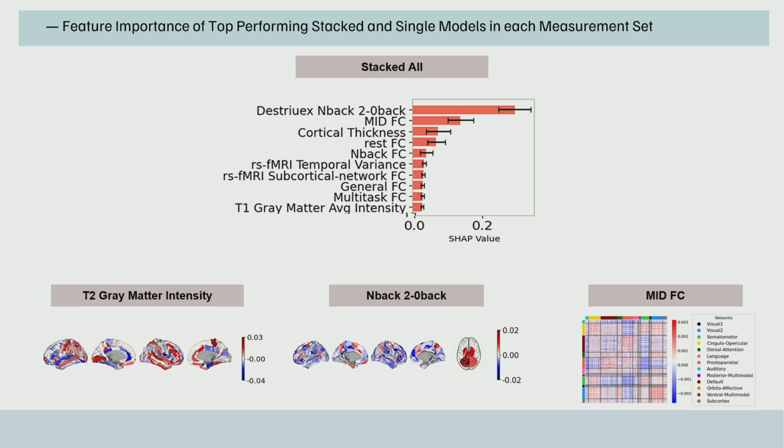I'm going to just explain the stacked all, which shows that n-back task, 2 minus 0 back contrast, contributed the most to the prediction of our stacked all models, which was also the best model that we had. Also, out of the 10 best features that are contributed here, most of them are functional MRI, which is interesting.